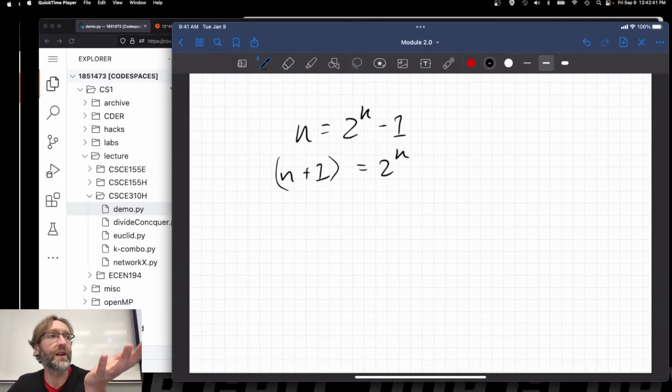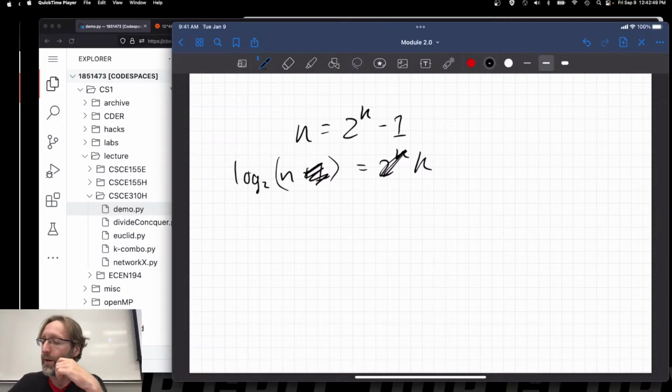And now how do I get rid of that 2? Log base 2. That gives me k. Ignore lower order terms here. Ignore the fact that you're in base 2. And you've got your answer right there. That's the input size.